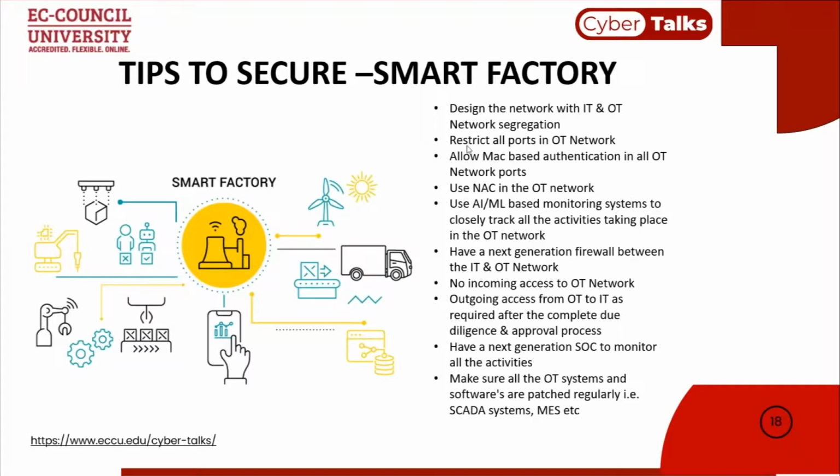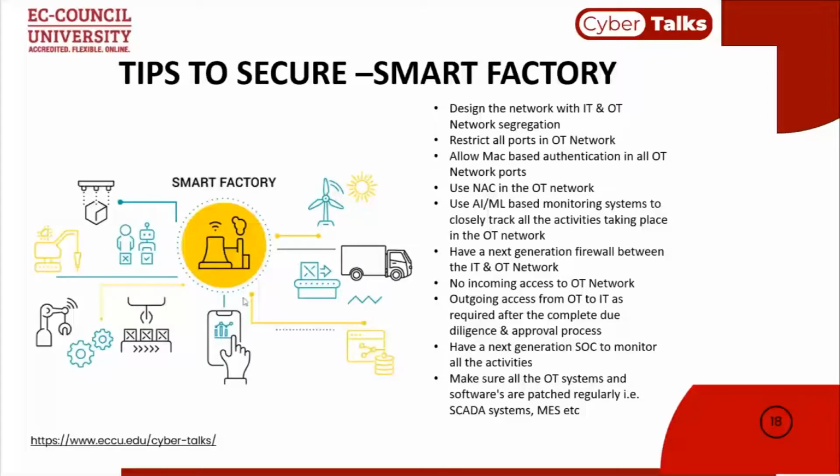Then a basic principle: restrict all the ports in the OT network, so all the ports that are connected onto the machines. Say, for example, if you have 50 ports, and out of those 50 ports you have only connected 10 devices, you have to make sure that the remaining 40 ports are disabled.